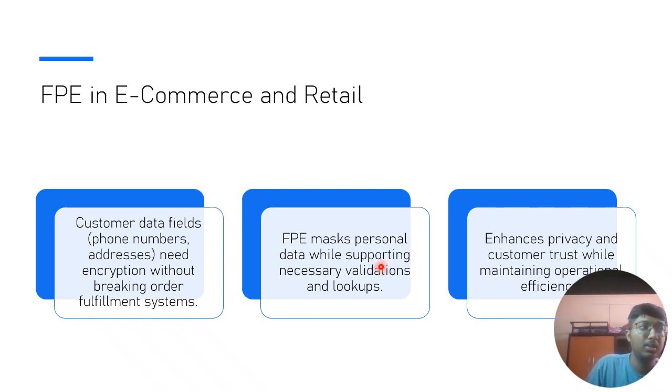The next real-life example is format preserving encryption in e-commerce and retail. Whenever you go to any online website, you share your data, like your address, your phone number, your mail ID. In an e-commerce system, we routinely store and validate phone numbers for shipping. Masking this data with FPE allows fraud checks, order lookups, and communication flows without ever exposing the real number. It underpins privacy in places customers never see, but where security is vital.